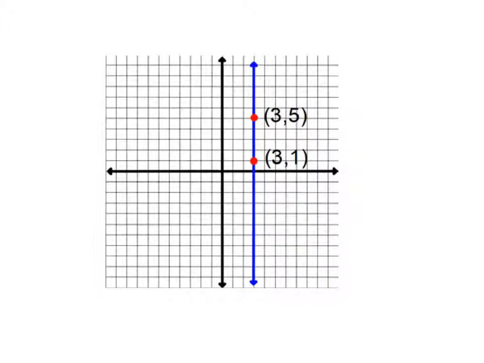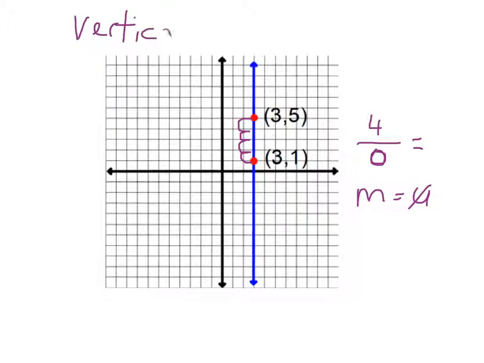Okay, so the graph you can see is you have (3, 1) and (3, 5), and we've drawn a line through that. And so you can see that there is a rise of 1, 2, 3, 4. So rise of 4, but there's no run. It doesn't go left and right at all. So that would be 0, which again makes M undefined. And all vertical lines have a slope of undefined. Vertical lines, M is equal to undefined. And you'll need to memorize that.